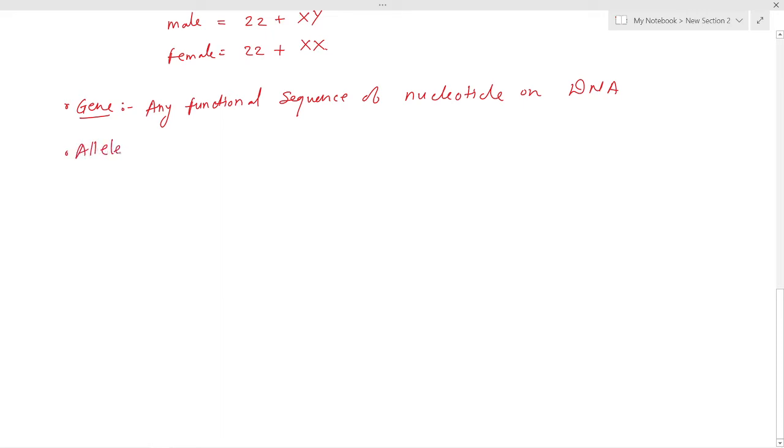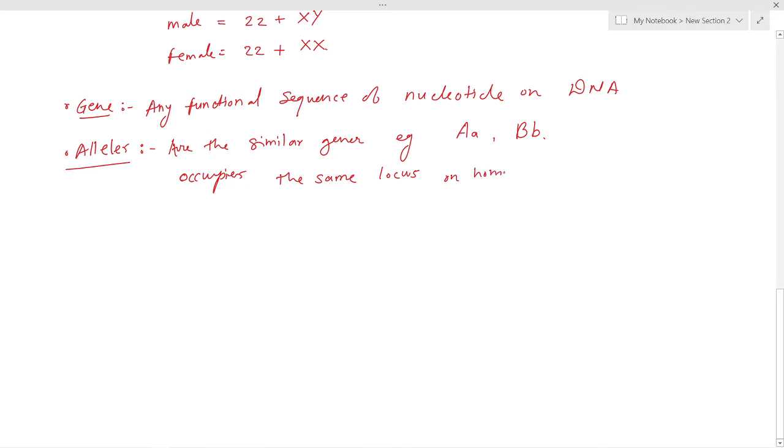The next terminology that we are going to deal with is alleles. Alleles are the similar genes, for example AA or BB, that occupy the same locus on homologous chromosomes.